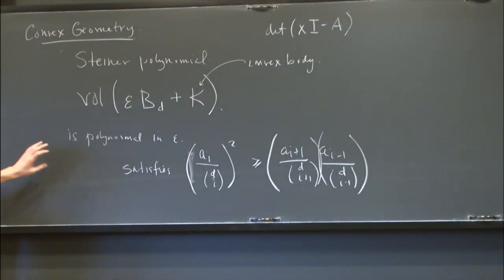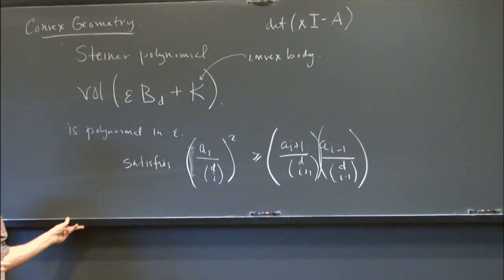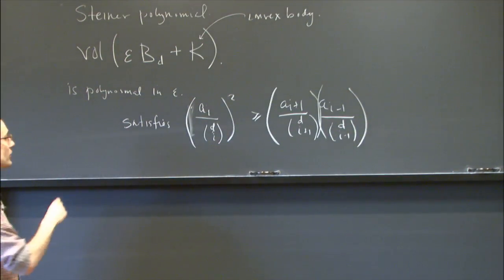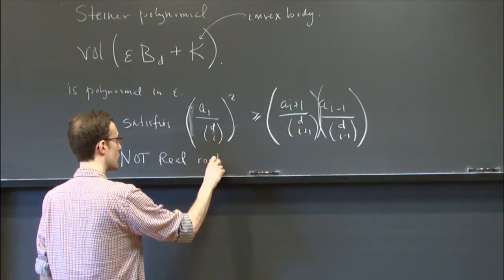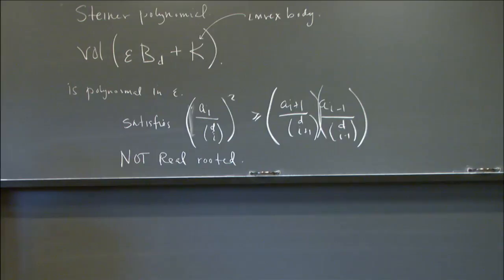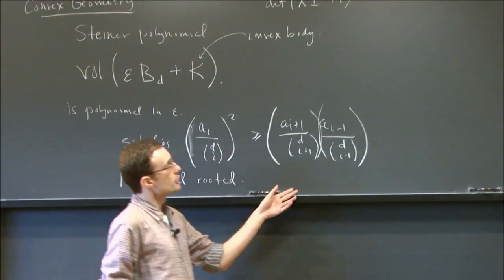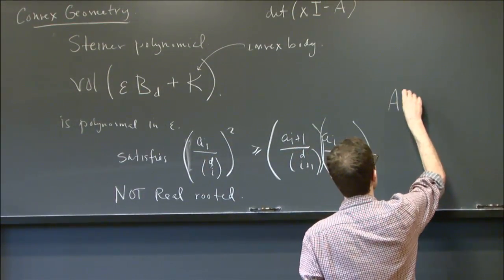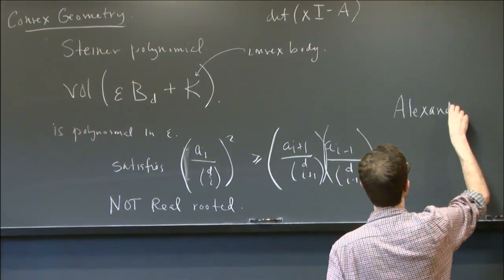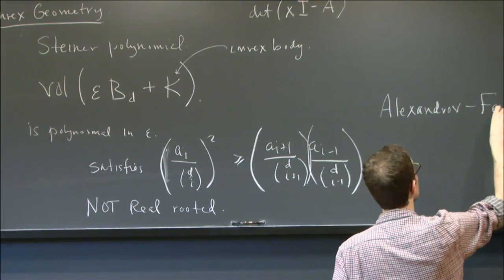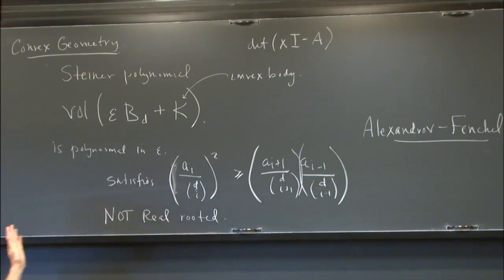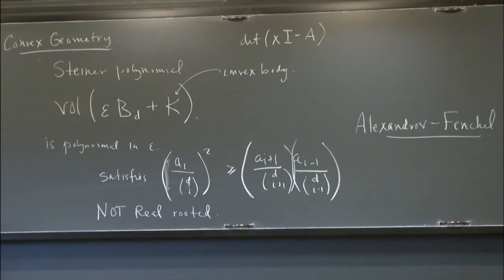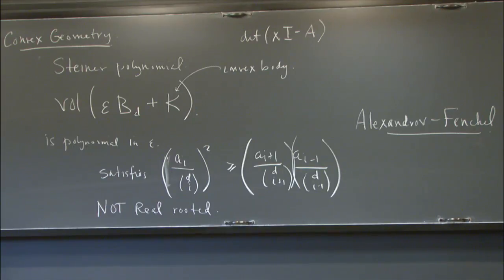But it is not necessarily real-rooted, and in fact an arbitrary one will not be real-rooted. So this reverse implication is not true. But the fact that this is true is a result due to Alexandrov and Fenchel. And it is extremely non-trivial. Much, much more non-trivial than what we did.